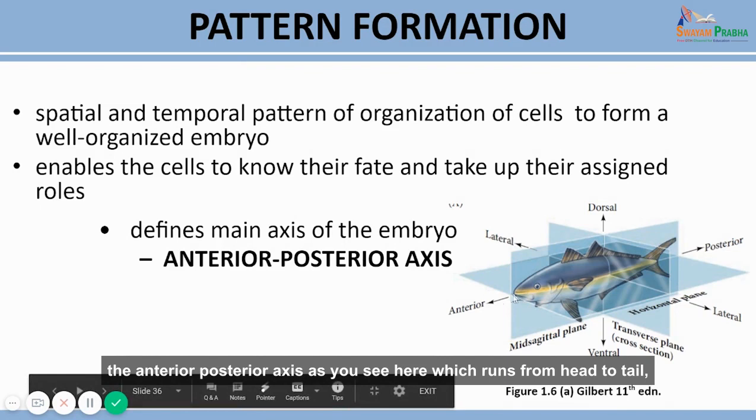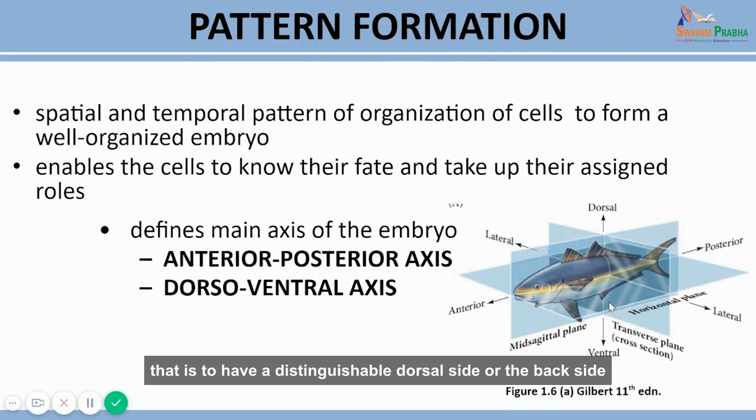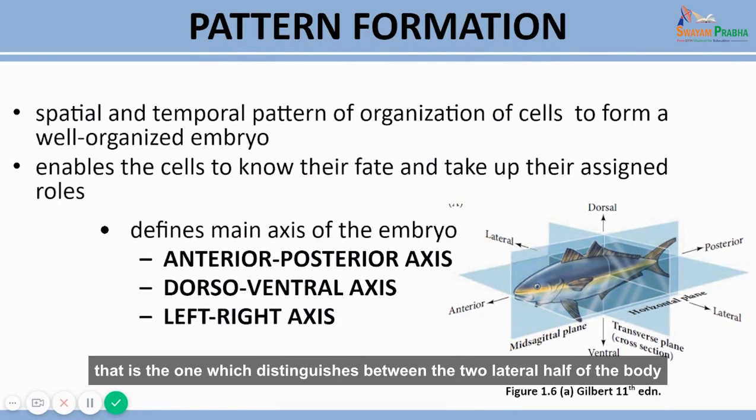Then there is the dorsoventral axis, that is to have a distinguishable dorsal side or the back side, and a ventral or the front side of the body. Remember, these two axes, anterior-posterior and dorsal-ventral, are at right angles to each other. Then there can be a left-right axis.